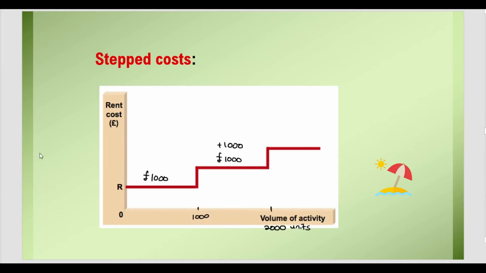Next part is the step cost. You can see here, let's say you're producing at 1,000 units and you are incurring rental cost of £1,000. So when you start producing 1,001 units, you need to hire or rent a new machine, so you have to incur another £1,000. This is where it goes up. And from 1,001 to 2,000, it will be constant again.